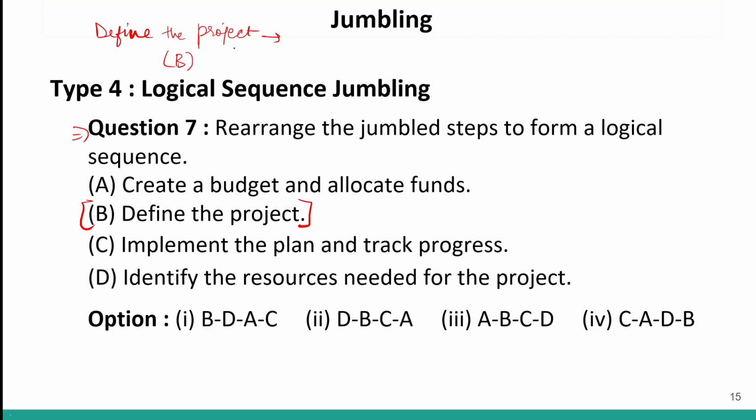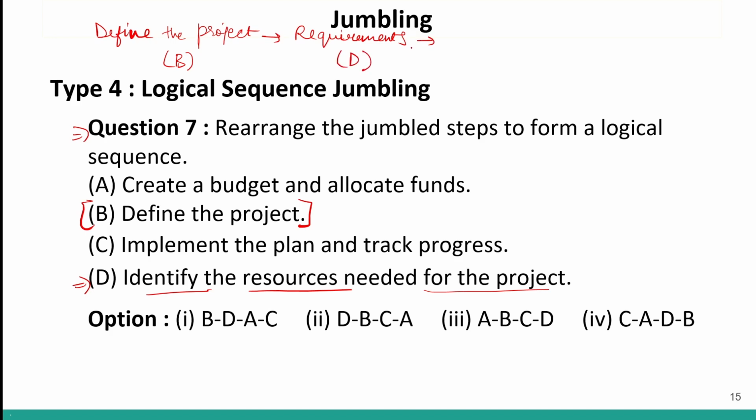Once I've done this, I'll check what are my requirements for the project. This is given in option number D. We have to identify the resources needed for the project. So this is D. Correct?